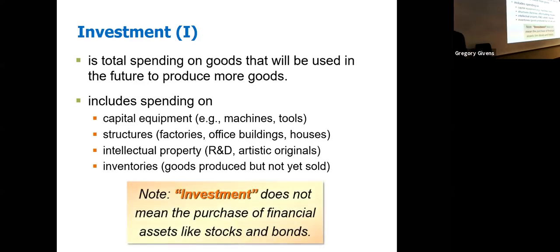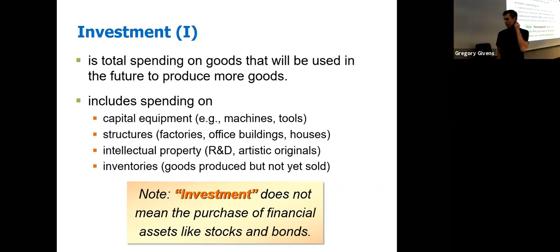One final point I want to make about this, and I don't want anybody to screw this up. Investment in econ does not mean the purchase of financial products like stocks and bonds. In your finance class, your finance professors may refer to that as investment. That's not what that is, that's actually saving, okay? What investment is in an economics class is the purchase of goods that are used to produce future goods, whether it's equipment or machines or residential housing or inventories or whatever. The sum of those four give us total investment.